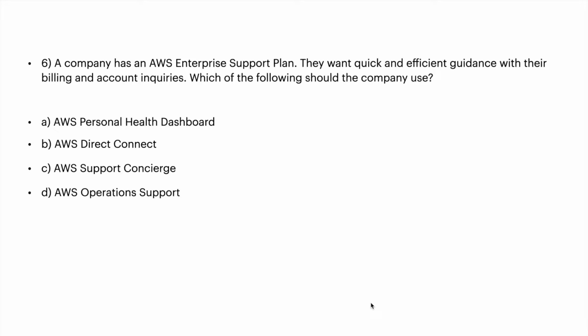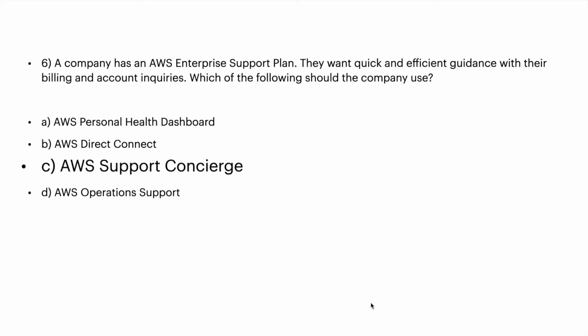A company has an AWS Enterprise Support Plan. They want quick and efficient guidance with their billing and account inquiries. Which of the following should the company use? A. AWS Personal Health Dashboard. B. AWS Direct Connect. C. AWS Support Concierge. D. AWS Operations Support. The right answer is C, AWS Support Concierge.